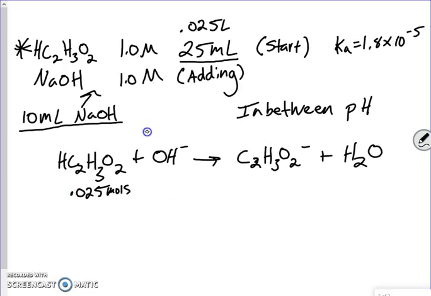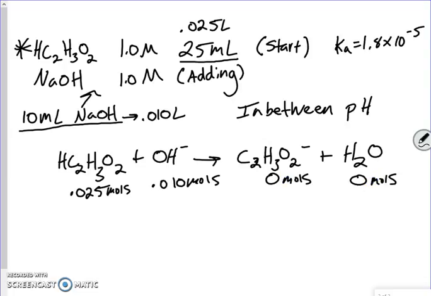Then we have our sodium hydroxide. We have 10 milliliters of a 1 molar solution. Well, this is 0.010 liters, so times 1 gives you 0.010 moles. And again, we would have 0 and 0 of these to begin with.